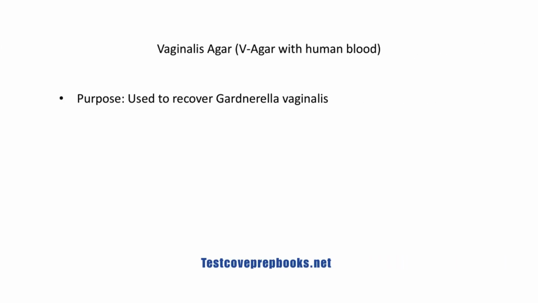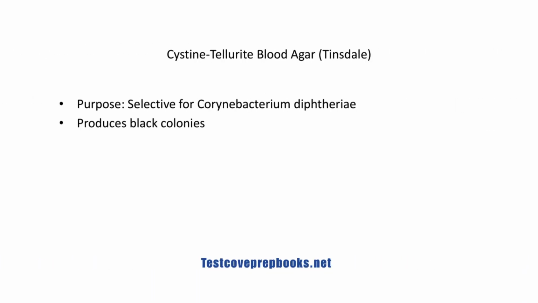Vaginalis agar, also called V-agar, contains human blood and is designed to support the growth of Gardnerella vaginalis, a pathogen linked to bacterial vaginosis. Cystine tellurite blood agar, also called Tinsdale medium, is selective for Corynebacterium diphtheriae. Colonies appear black due to tellurite reduction.